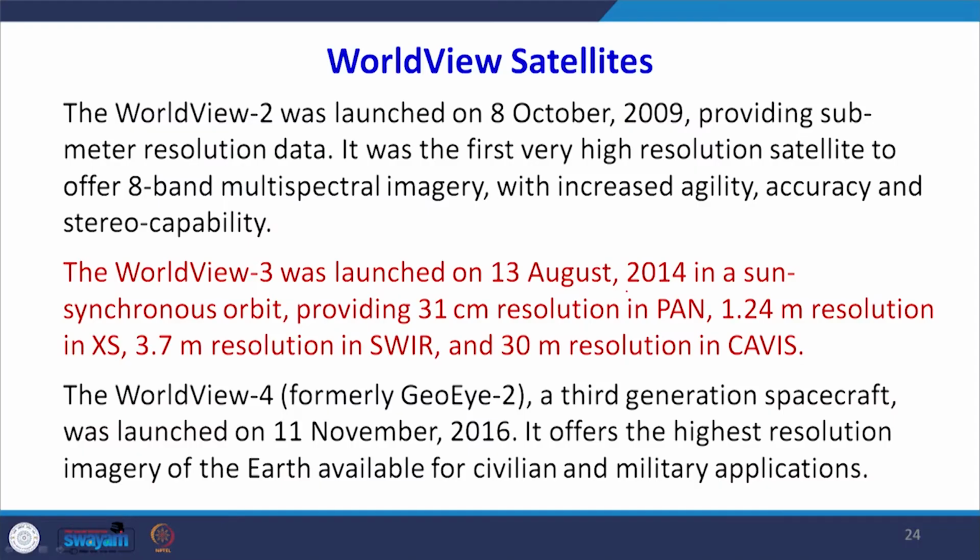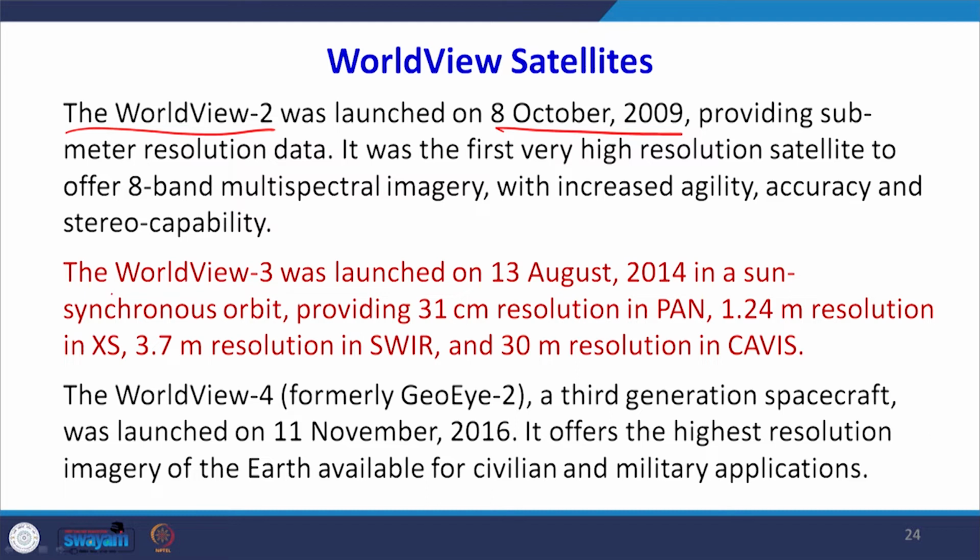If we look at the background of this WorldView data, WorldView 2 was launched in 2009, and it was providing sub-meter resolution. So resolution became better and better, and it was the very first high resolution satellite which was offering data in 8 multispectral bands. So we are getting 8 images with greater accuracy and having stereo capability. This was the first of its kind.